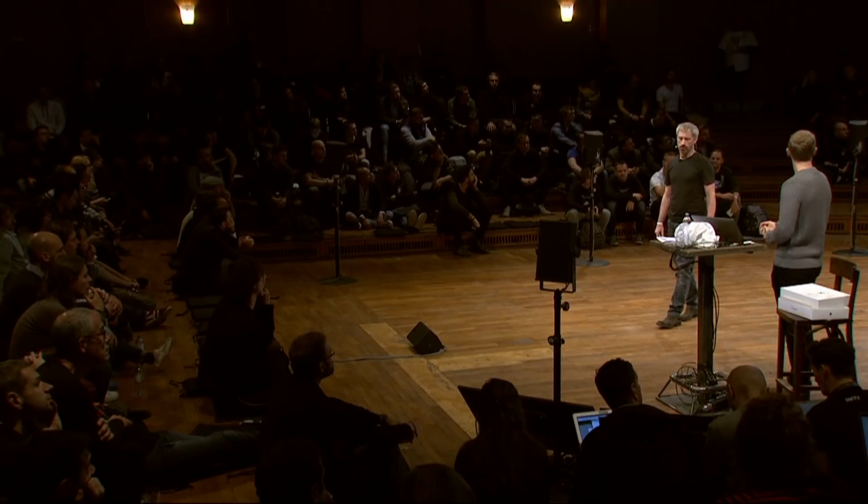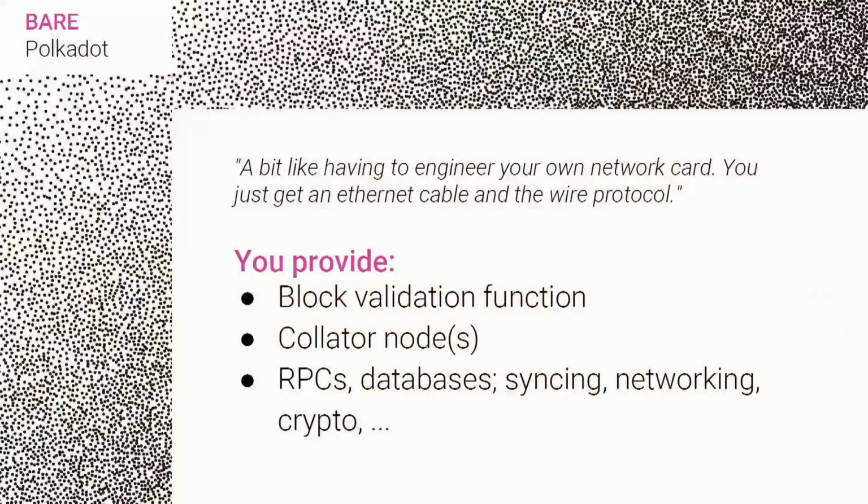Going over it, if you have the bare Polkadot parachain, you give a block validation function, which has to be in WebAssembly. And you give it some collator nodes, which provide these candidate blocks. And you have to do everything. You have to do RPCs, databases, syncing, all of that stuff.